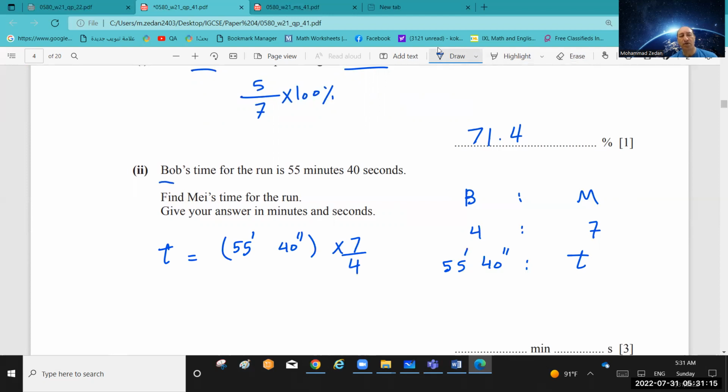You can use a calculator to do this one. Use the degrees, minutes and seconds pattern by writing 55, then 40, using the pattern again, and then multiplied by 7 over 4. You will get the answer in minutes and seconds. The answer is 97 minutes and 25 seconds.